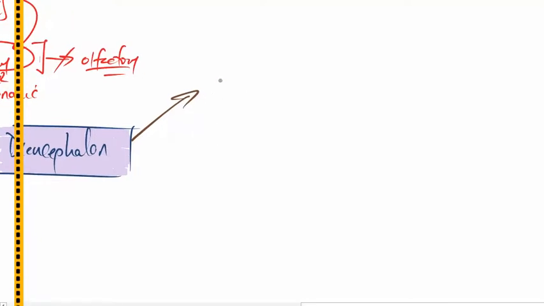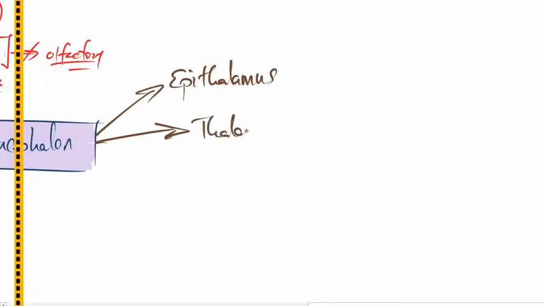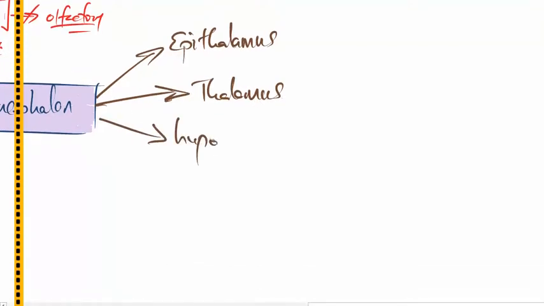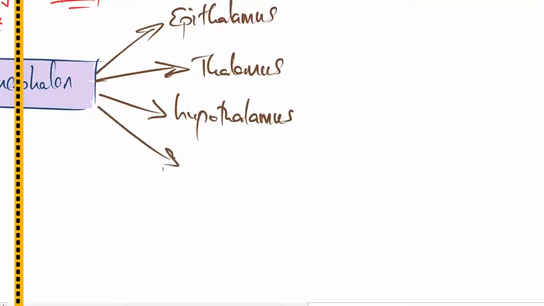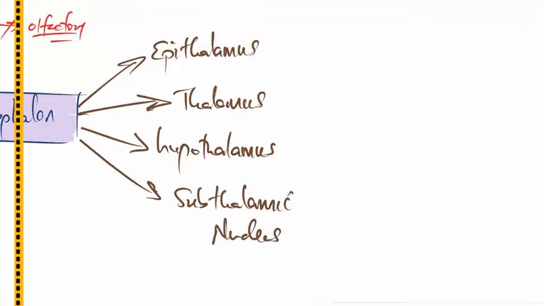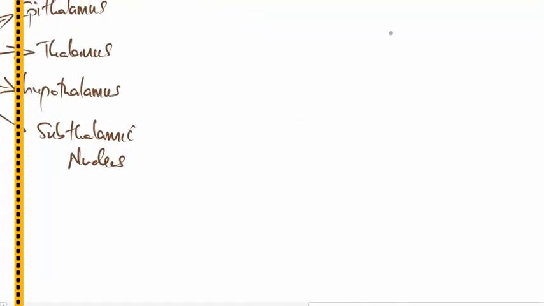So you have the epithalamus, right? Well, you have the thalamus, which we've already mentioned, right? You have your hypothalamus, and then you have the subthalamic nucleus. See if I can just quickly sketch this thing out for you guys.